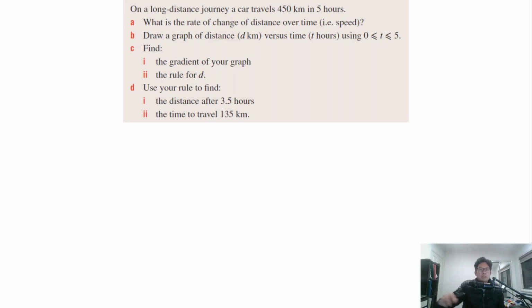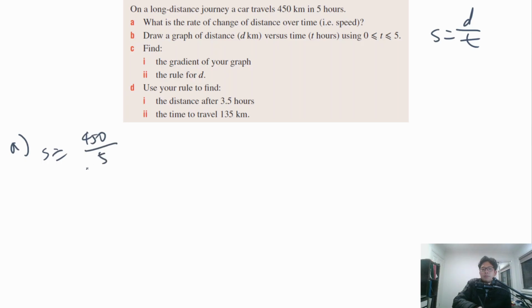So let's start off by reading this question here. It says, on a long distance journey, a car travels 450 kilometers in 5 hours. What is the rate of change of distance over time? In other words, speed. So A here, rate of change of distance. So speed equals, we know from the slide before, speed equals distance over time. So we have speed equals distance, 450 kilometers, over time, which is 5, and that gives you 90 kilometers per hour. Give yourself a tick if you got that correct.